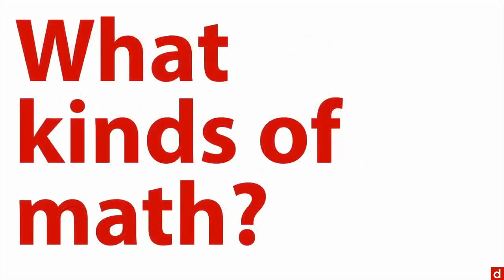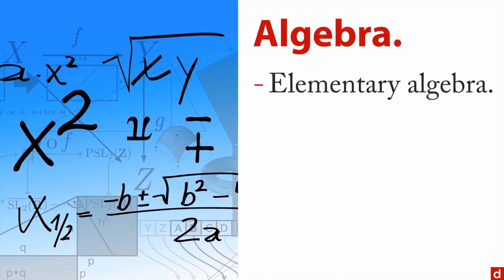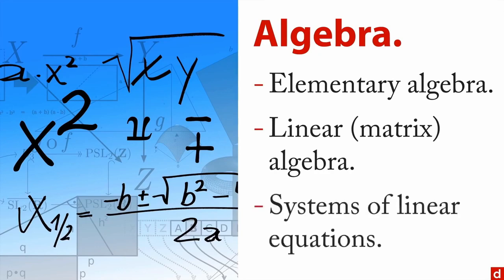So the next question is, what kinds of math do you need for data science? Well, there's a few answers to that. Number one is algebra. You need some elementary algebra. That's basically simple stuff. You have to do some linear or matrix algebra because that's the foundation of a lot of the calculations. And you can also have systems of linear equations where you're trying to solve several equations all at once. It's a tricky thing to do in theory, but this is one of the things that's actually easier to do by hand sometimes.